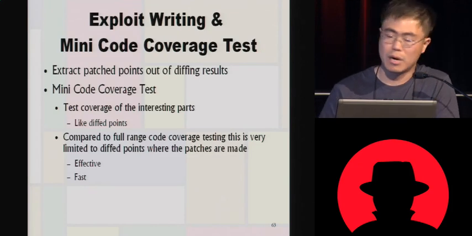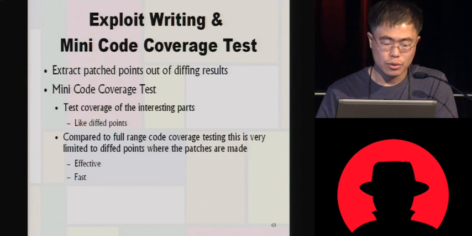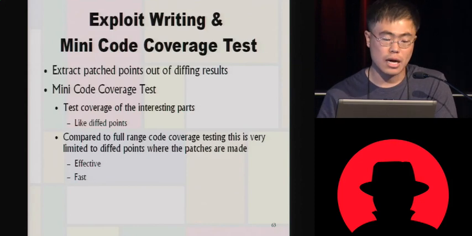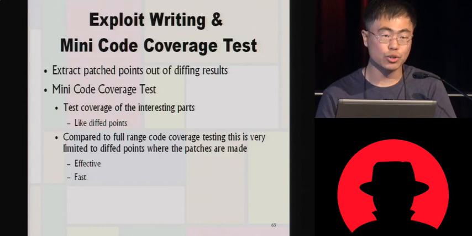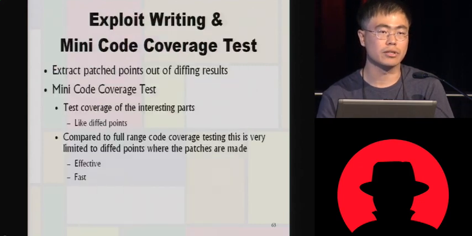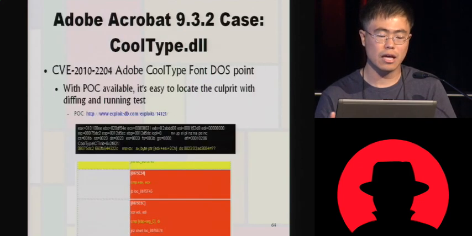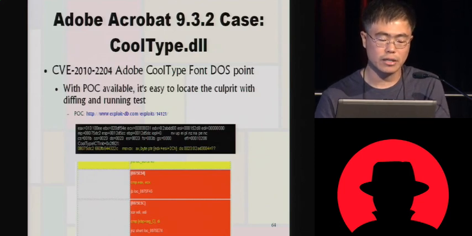So this is the last part of the presentation. You just need to do some kind of code coverage test for some small parts of the binary, because you already have the diff points, like 20 or 30 functions that you are very interested in. So you need to put breakpoints on those 20 or 30 functions. So it's not a full code coverage test. So it's very fast and effective.